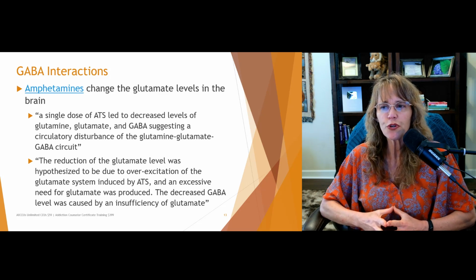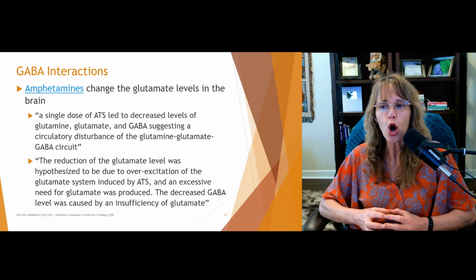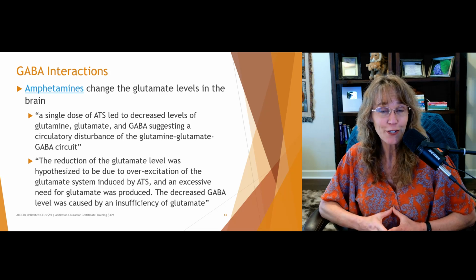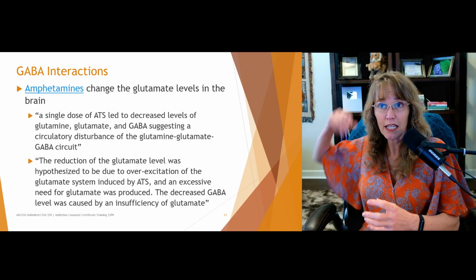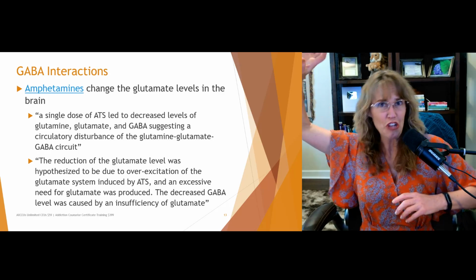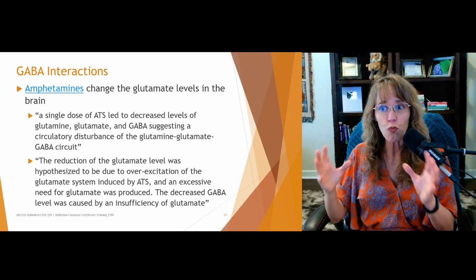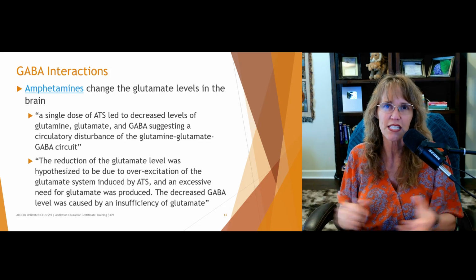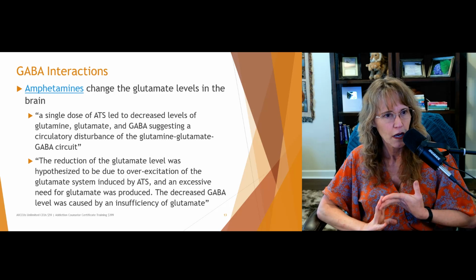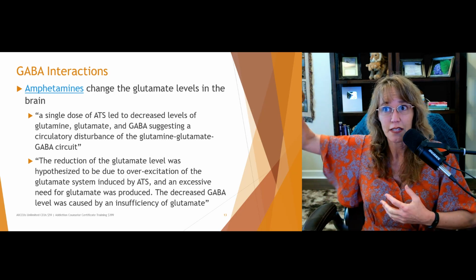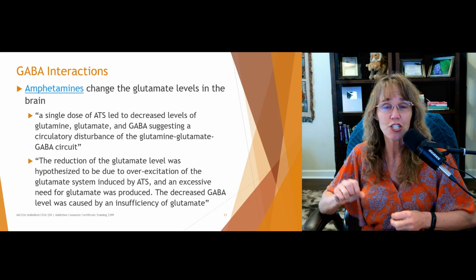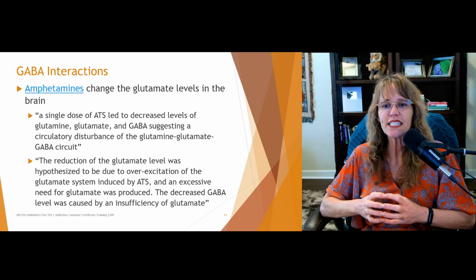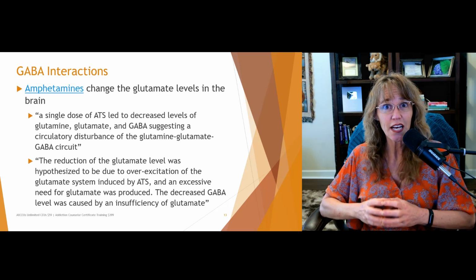The reduction of the glutamate level was hypothesized to be due to overexcitation of the glutamate system induced by the amphetamine, induced by the stimulant. So the stimulant comes in, glutamate just goes through the roof. There's a ton of it, and it overwhelms the circuitry. So that the circuitry starts to shut down and go, okay, we're not going to secrete any more of this. Think of it like those ground fault interrupters that you have on the plugs in your bathroom. When the circuit gets overloaded, it just goes, nope, no more electricity. The decreased GABA level was caused by the insufficiency of the glutamate.